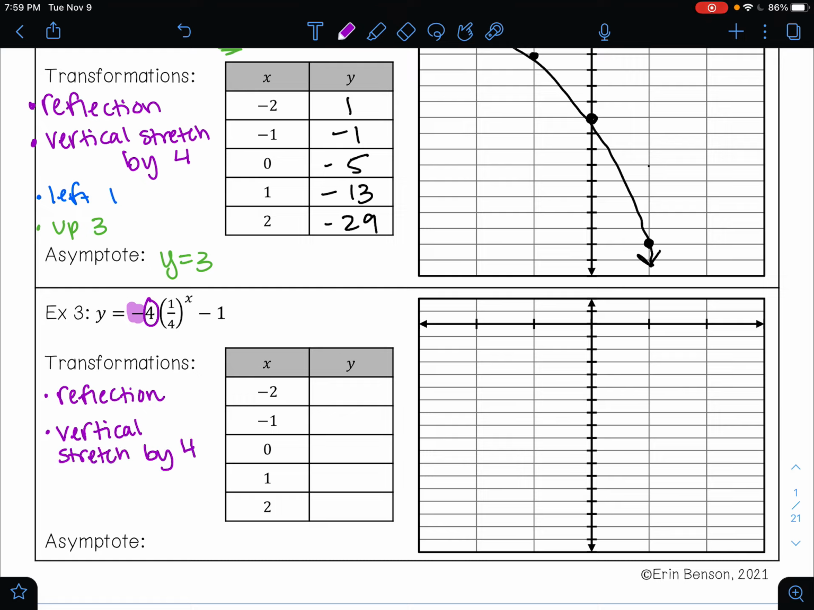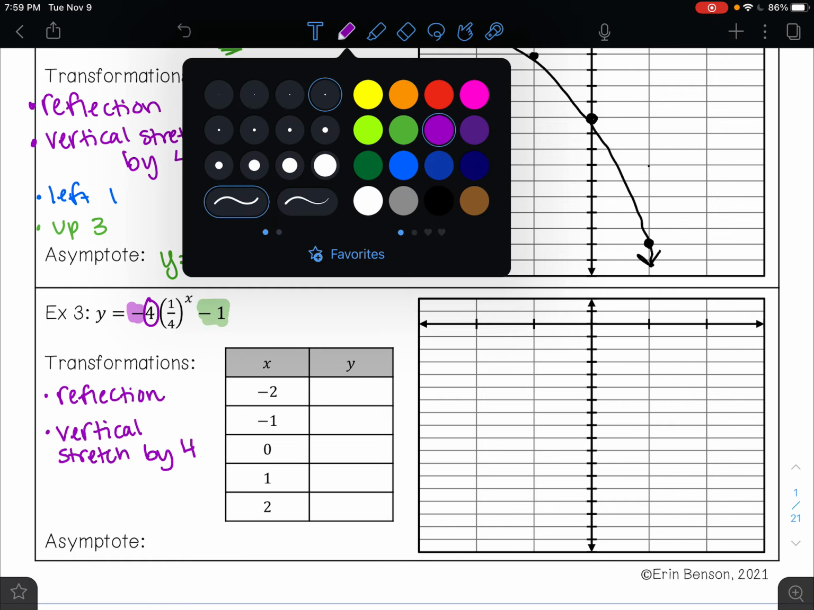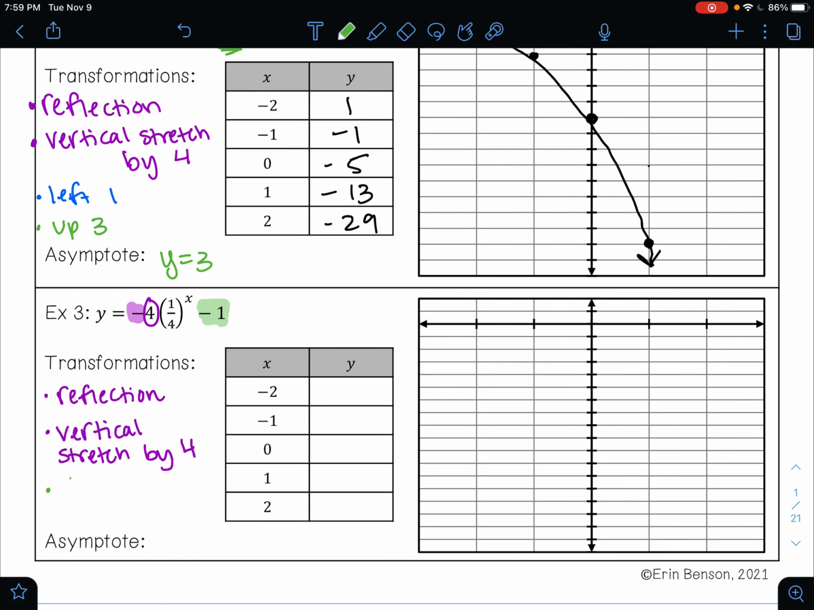And then I do not have an H value, but I do have a K value. Here my K value is -1. So this tells me that this graph went down 1 unit. Your asymptote is always y equals k. In this case, y is -1. So y equals -1 is right here.